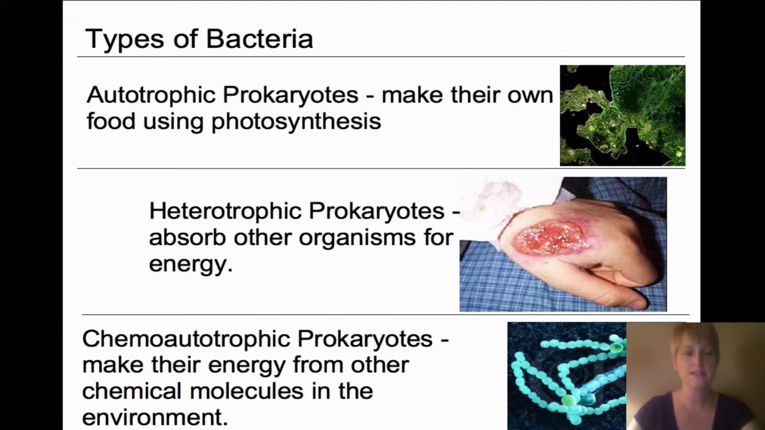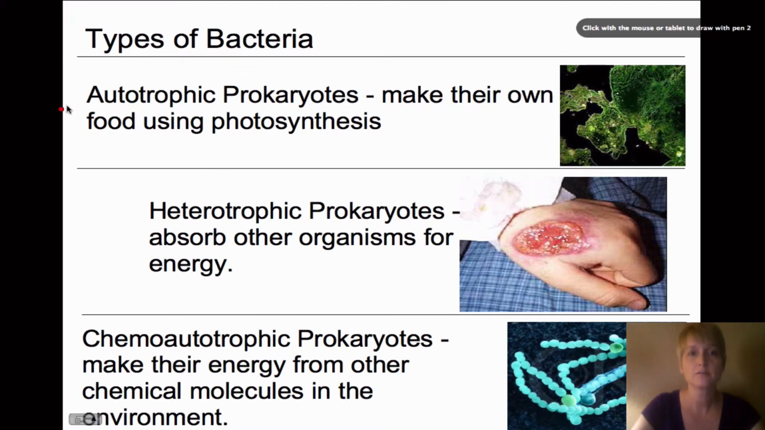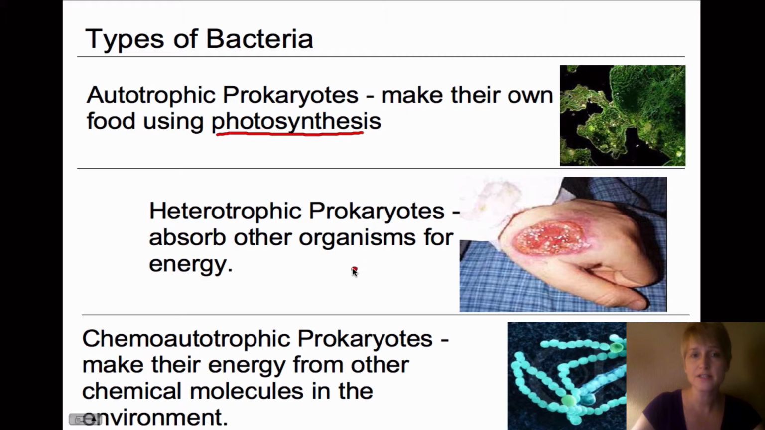So there are different types of bacteria. Autotrophic prokaryotes make their own food using photosynthesis. So these are bacteria that use photosynthesis to make their own food. Heterotrophic prokaryotes would be bacteria that absorb other organisms for energy. We see these when we have a bacterial infection, and that bacteria is actually using our nutrients to keep itself going. And so this is a flesh-eating bacteria right here. This bacteria is actually absorbing this person's skin or flesh in order to make energy for itself.